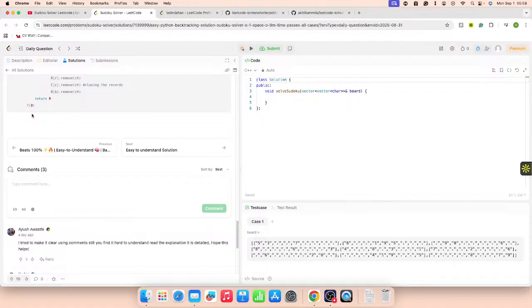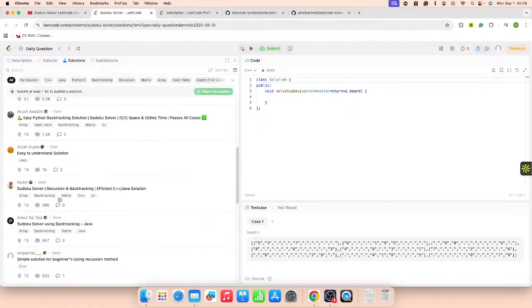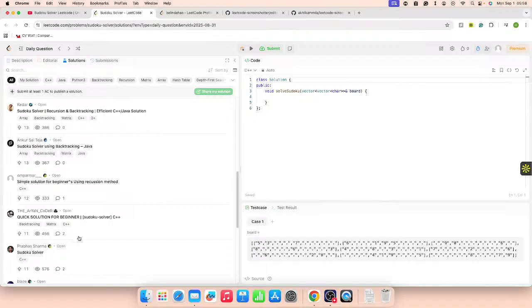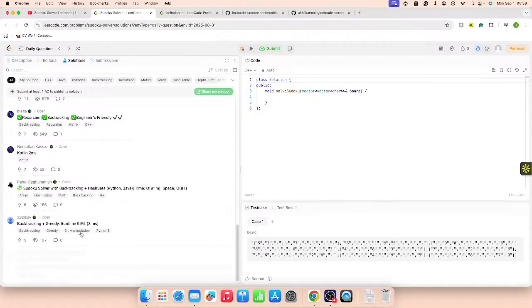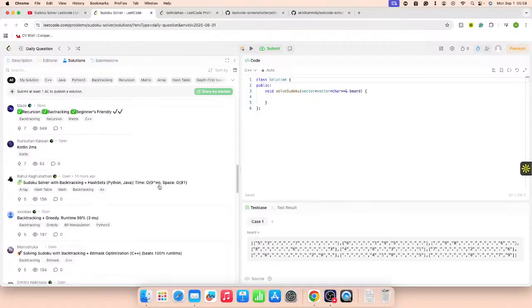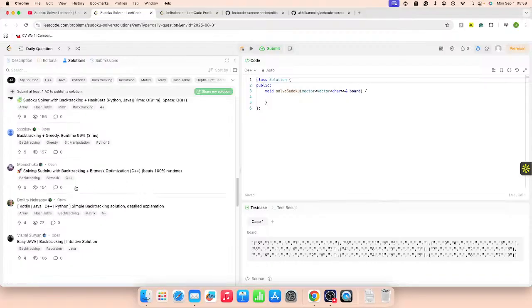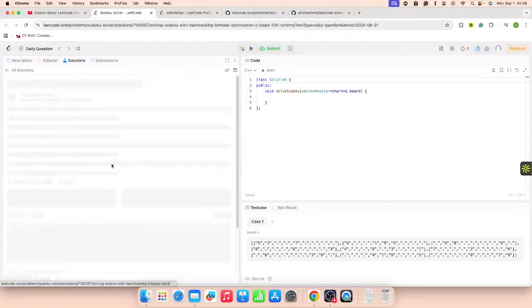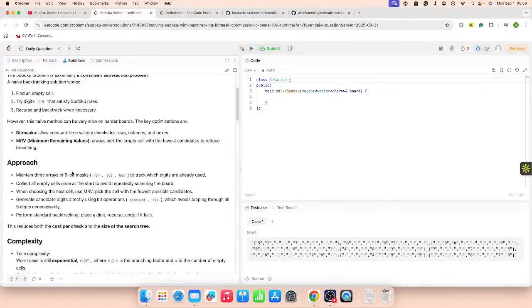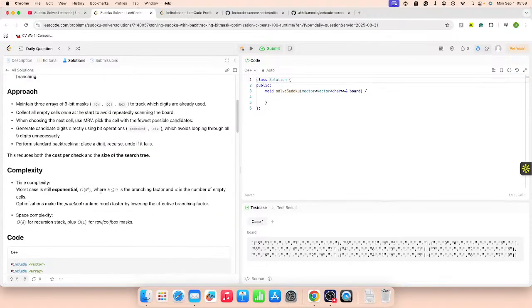I will just go to the problems and check what people are doing here. 9 to the power m, again copied solution. The bit mask optimization, what is the final result, bro? B to the power d, where 9 is the branching factor. This guy is really cool. So worst case is still exponential, right? So guys, this is really not fair, to be honest.